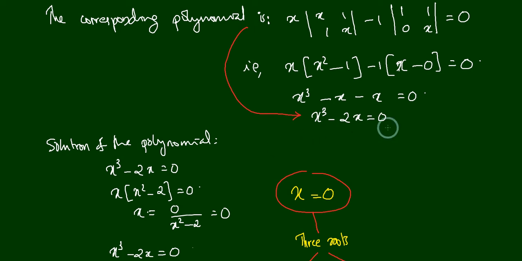And what about the solution of this polynomial? X cube minus 2x is equal to 0.